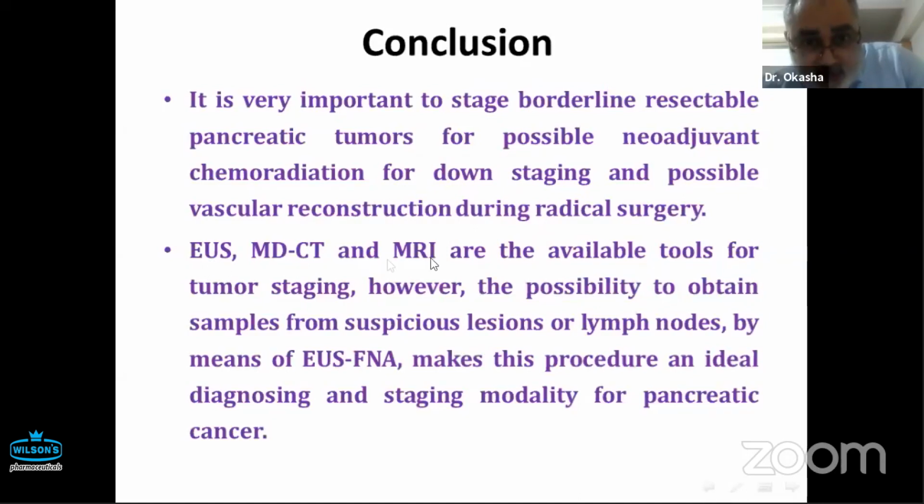EUS, multi-detector CT, and MRI are the available tools for tumor staging. However, the possibility to obtain samples from suspicious lesions or lymph nodes by means of EUS FNA makes this procedure an ideal diagnosing and staging modality for pancreatic cancer.